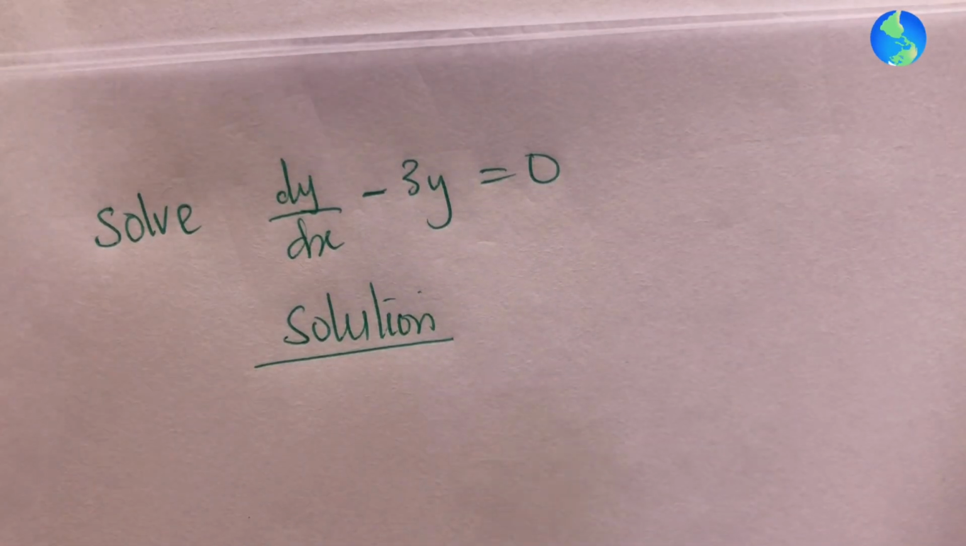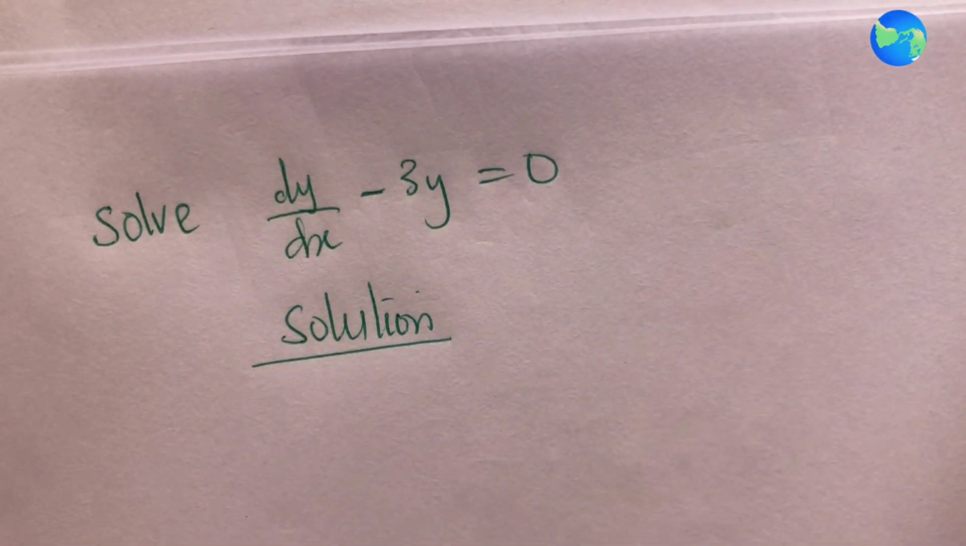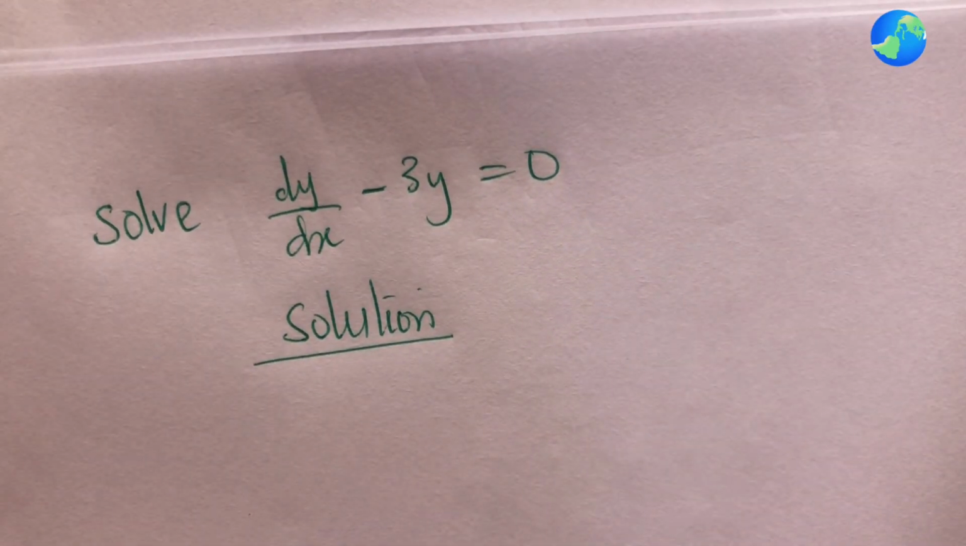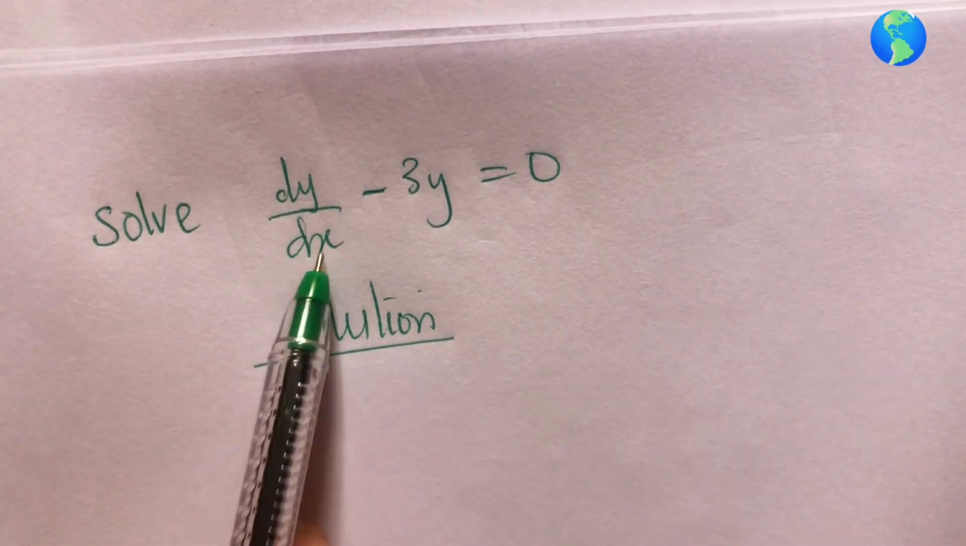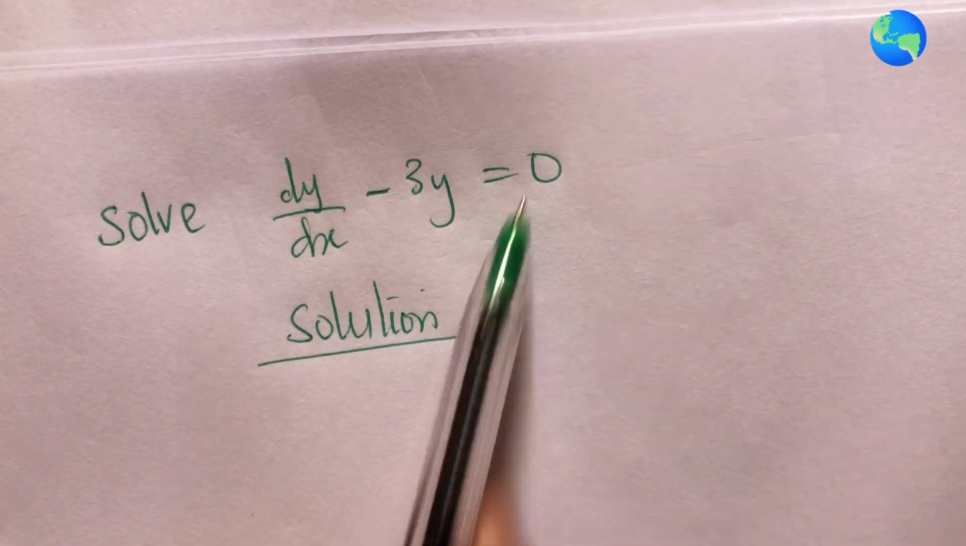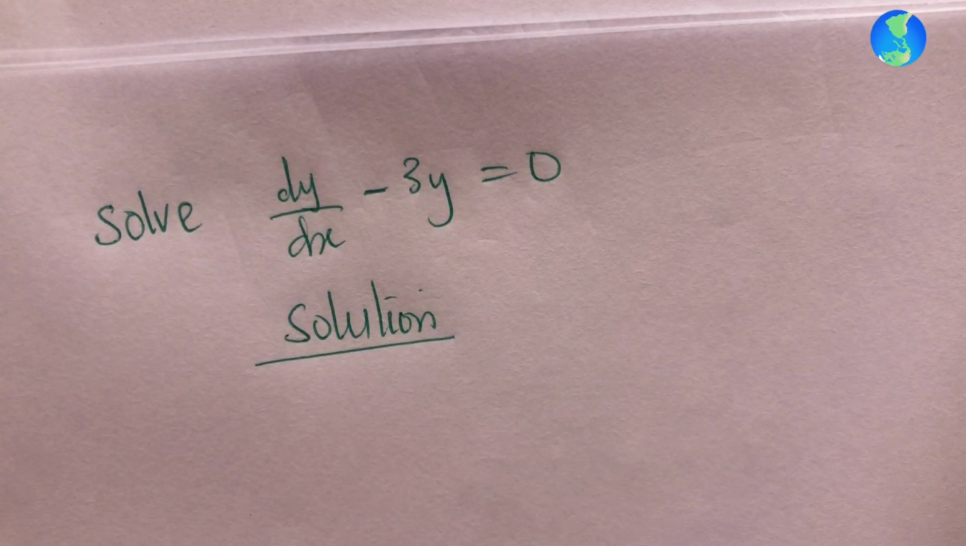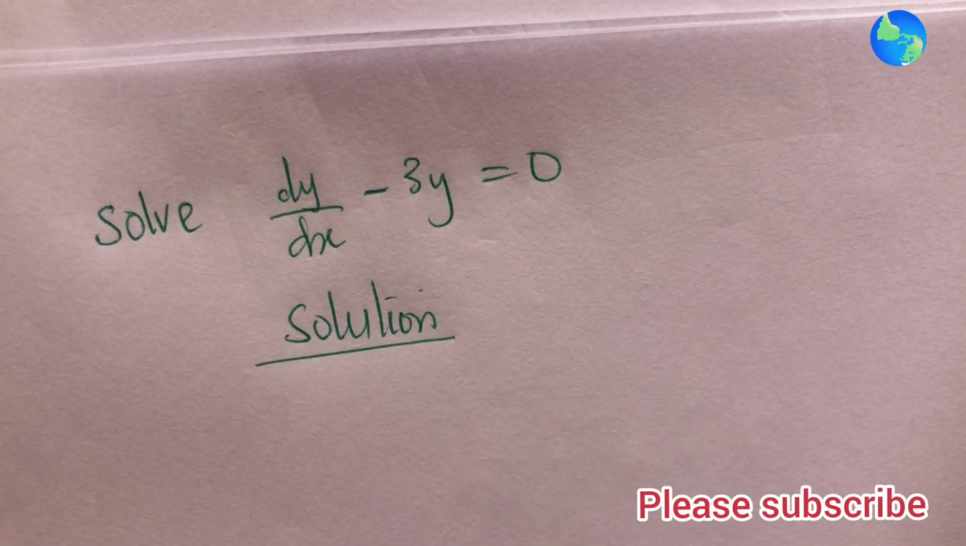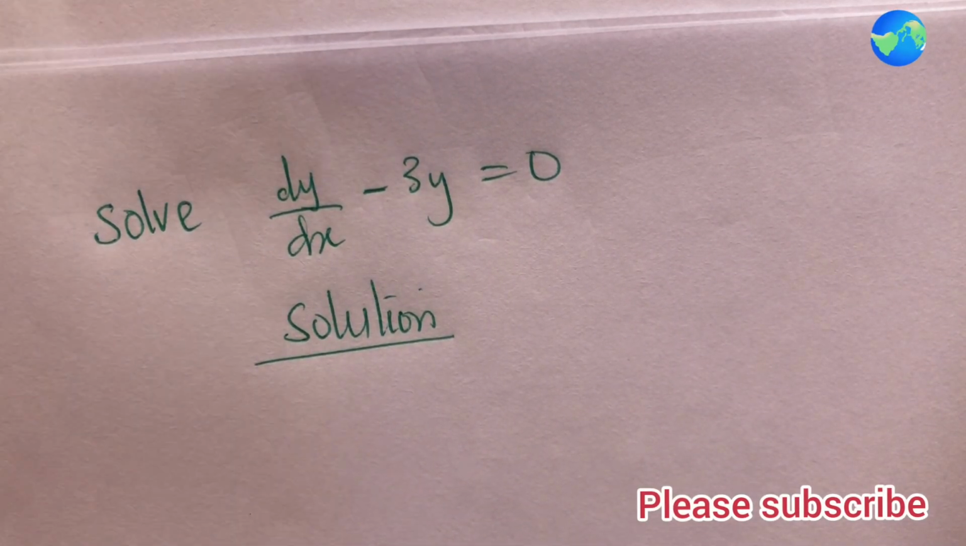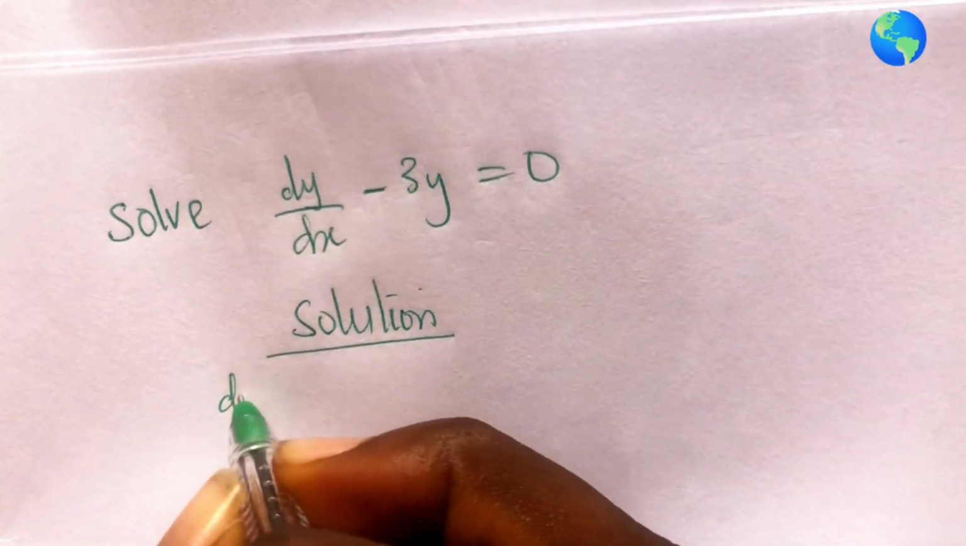Hello guys, in today's episode we are to solve a first order linear differential equation that says dy/dx minus 3y equals 0. We have different ways to solve this. I can use the method of integrating factor or the method of separation of variables. So for this episode I'll be using the method of separation of variables, which let me write and let's see what we can do.